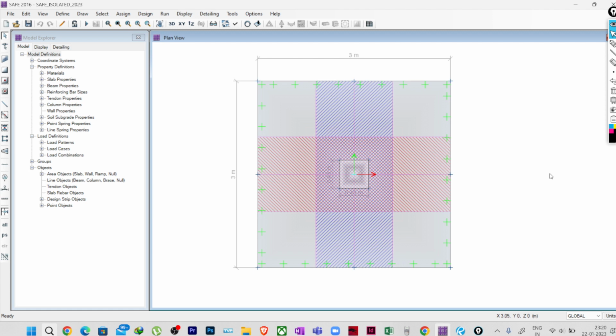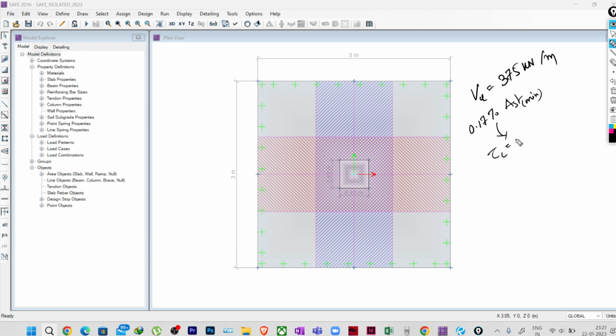So now to find the depth, doing this iteration again and again will take a lot of time, right? So what is the best process to do this? So we know that the VU is 375 kilonewton per meter width, right? And we know that for the minimum reinforcement of 0.17%, the design shear strength is nothing but 0.304 Newton per mm square. So we know what is the VC.